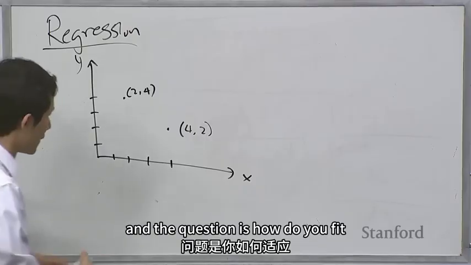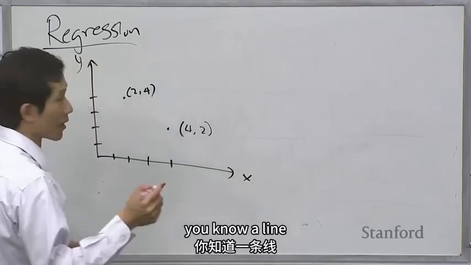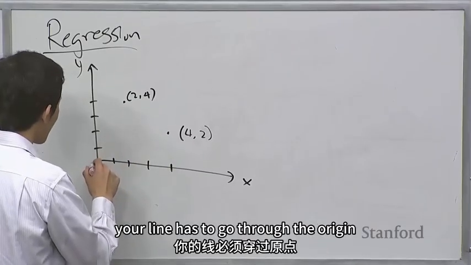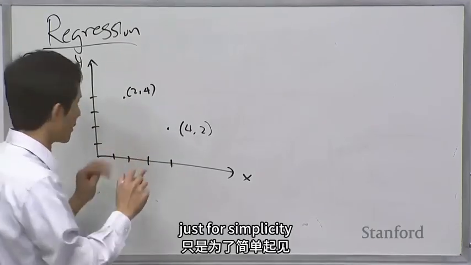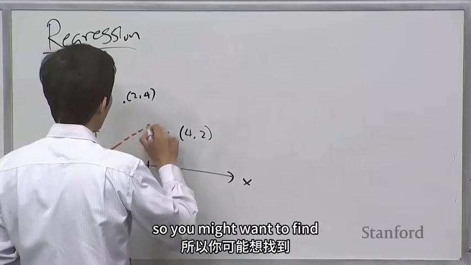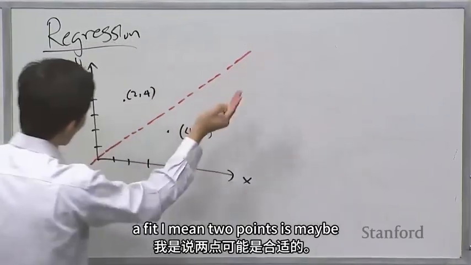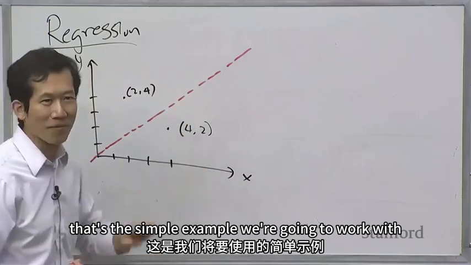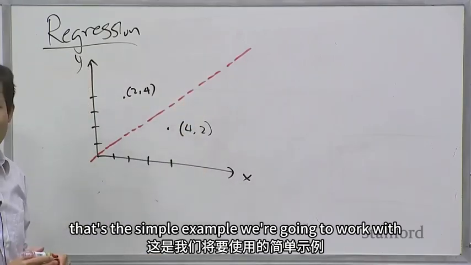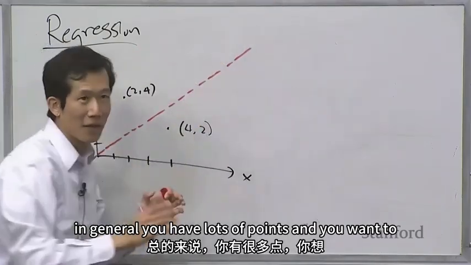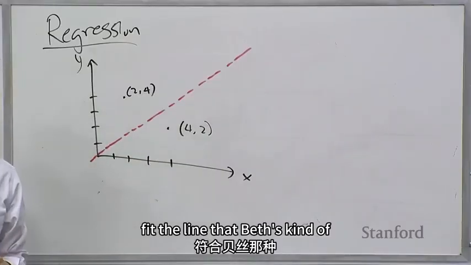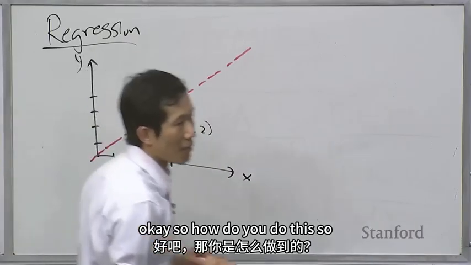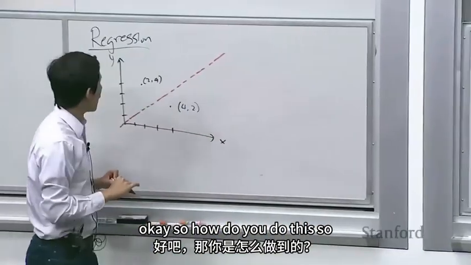And the question is, how do you fit a line? I'm going to consider the case where your line has to go through the origin, just for simplicity. So you might want to find a fit. Two points is a little bit degenerate, but that's the simple example we're going to work with. In general, you have lots of points, and you want to fit the line that is close to the points. Okay, so how do you do this?